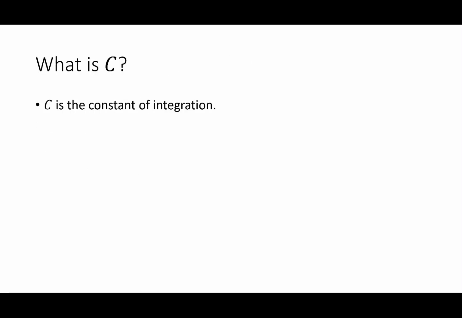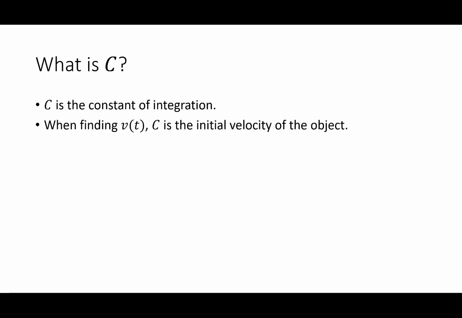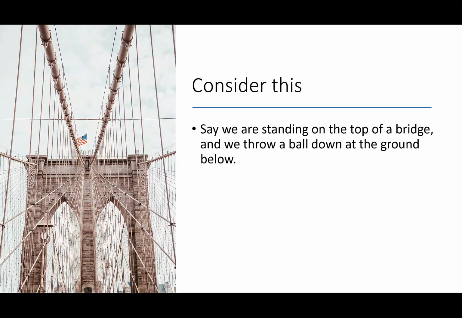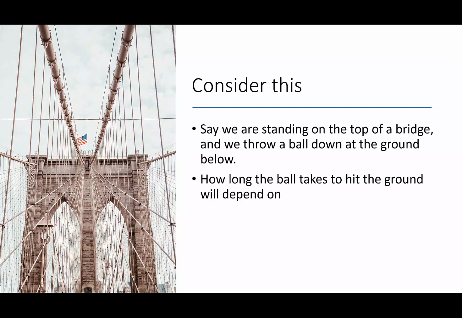So if you're wondering what is c, c is the constant of integration. When finding v of t, c would be the initial velocity of the object. Consider this, say we're standing on the top of a bridge and we throw a ball down to the ground below. How long the ball takes to hit the ground will depend on how high the bridge is and how fast we throw the ball.